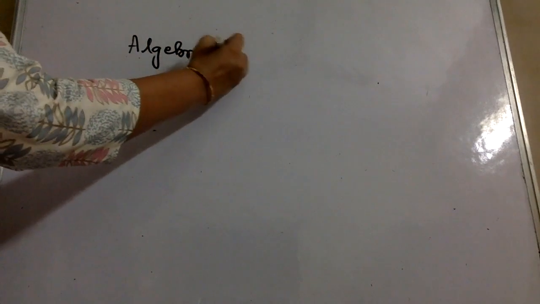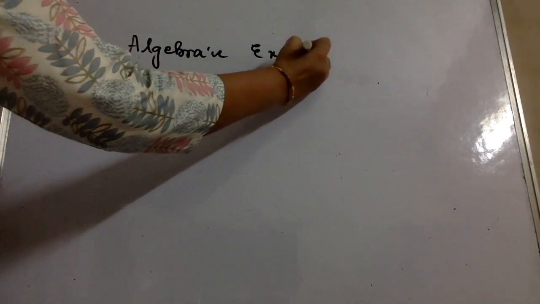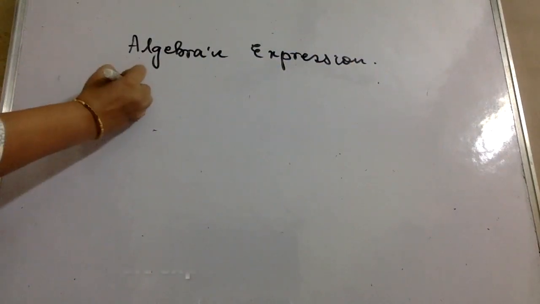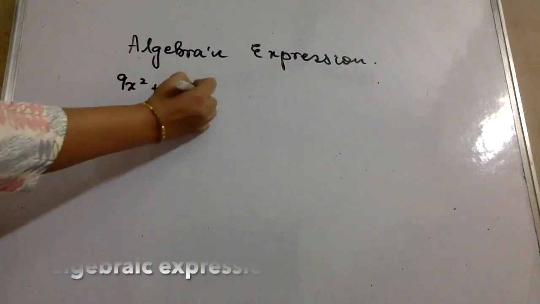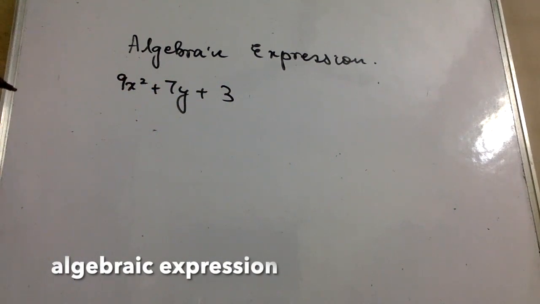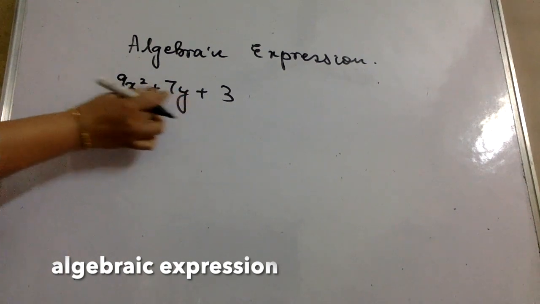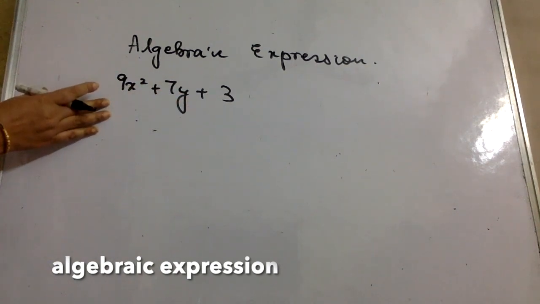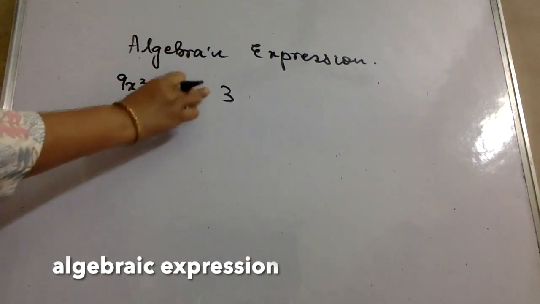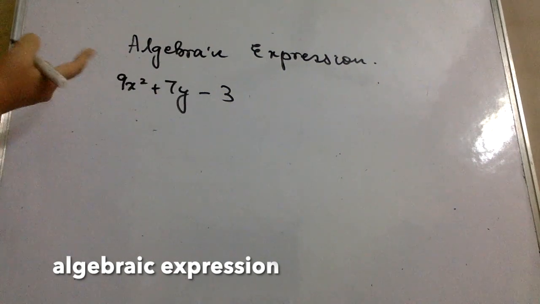Now let us see what an algebraic expression is. What is it exactly? Let me write one: 9x square plus 7y plus 3. This can be called an algebraic expression. Why? Because I can see these are the terms. This has 3 terms in it, and they have been joined with either a plus or minus sign. I can even make this minus. It can even be a minus.